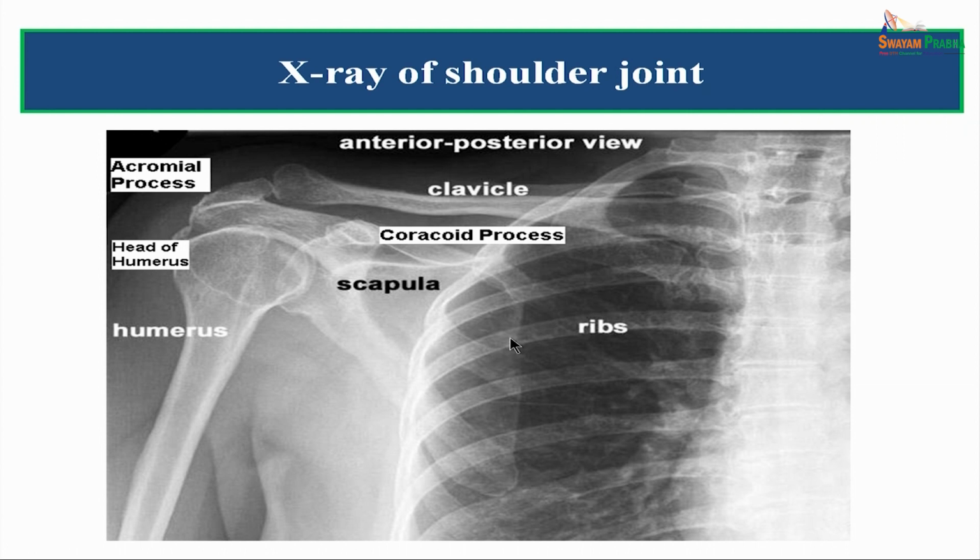A normal X-ray of the shoulder joint, X-ray shoulder joint AP view of the right side. You can make out the head of the humerus, you can make out the glenoid cavity, the coracoid process, this is the acromion process and that is the clavicle. So, this is a normal X-ray of the shoulder joint AP view of the right side.